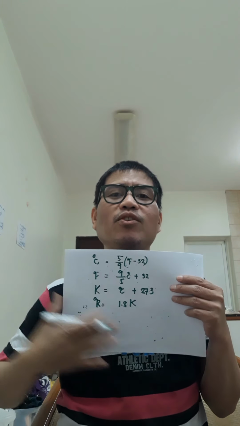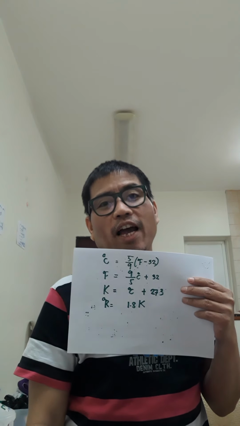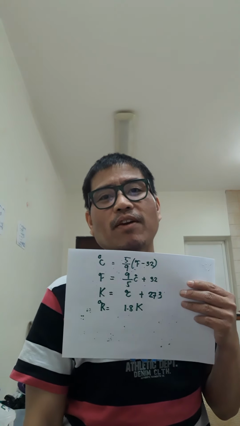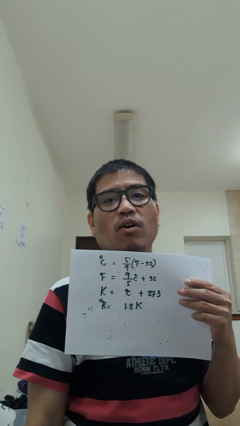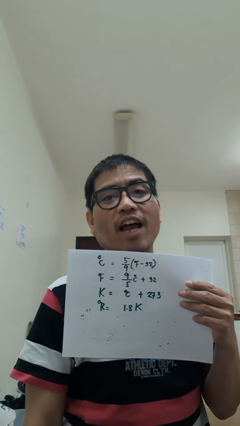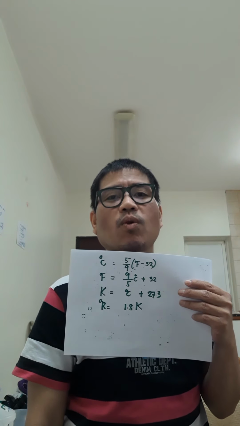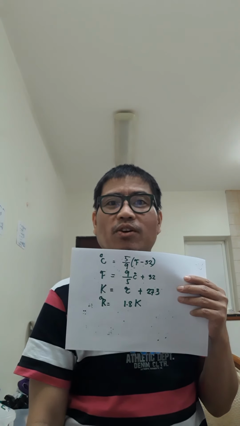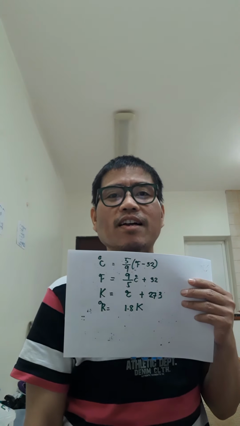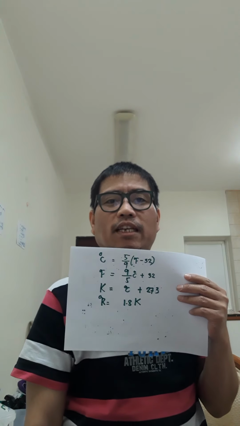Again, recap. Degrees Celsius equals 5 over 9 times the quantity degrees Fahrenheit minus 32. Degrees Fahrenheit equals 9 over 5, or 1.8, times degrees Celsius plus 32. Kelvin equals degrees Celsius plus 273. Kelvin has no degrees. Degrees Rankine equals 9 over 5, or 1.8, times Kelvin.